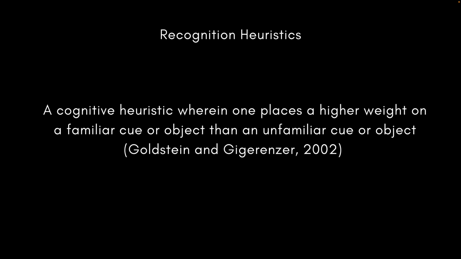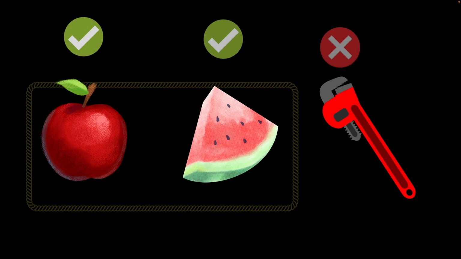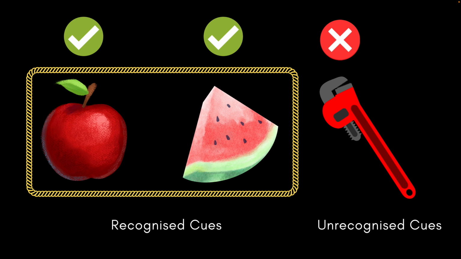The recognition heuristic is a cognitive heuristic wherein one places a higher weight or importance on a familiar cue or object than an unfamiliar cue or object when making a decision. The recognition heuristic, for instance, only ever considers the recognition cue. When given a choice, one alternative which is recognized versus another alternative which is not recognized, the person goes on to choosing the recognized cues.